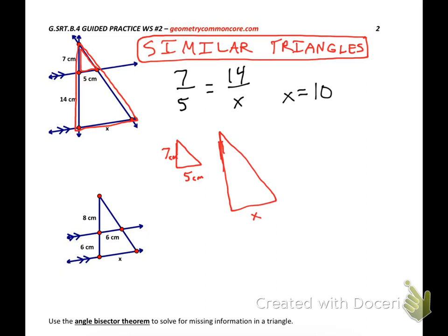Not 14. It's 21. It's 14 plus 7. It's that total length of 21 centimeters. Okay. So look at what we've done here. We've taken this diagram and we split it into 2 triangles so that we can see the true relationship, the true proportion that's going on.